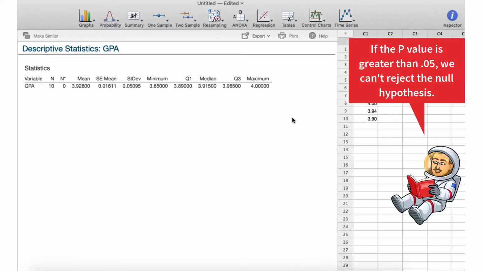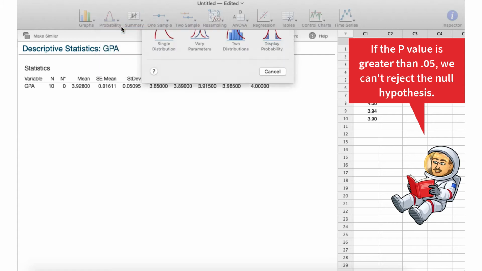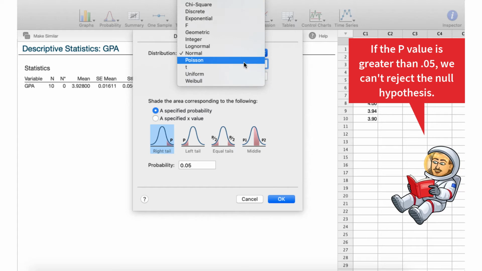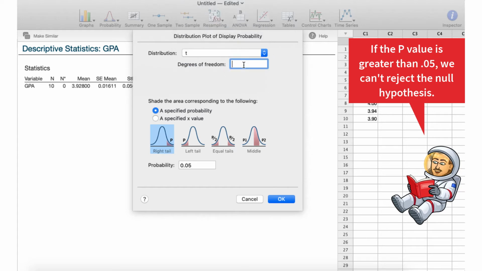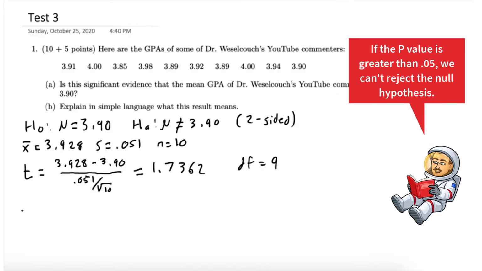So let's go back to Minitab. Probability, distribution plot. We've done this a million times. Display probability, the t distribution with 9 degrees of freedom. We have a specific x value, and we want to find equal tails because we have a two-sided probability. Our x value we found is our t statistic. And Minitab now gives us the areas of these tails.